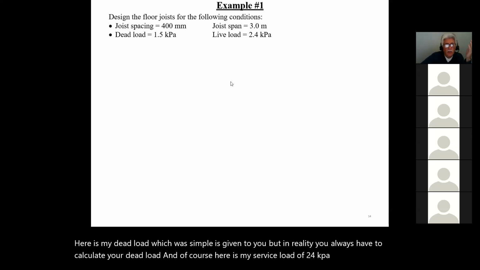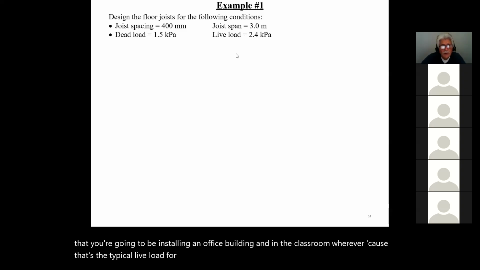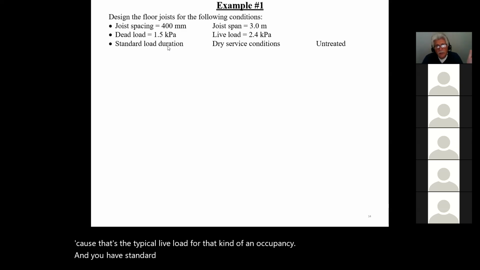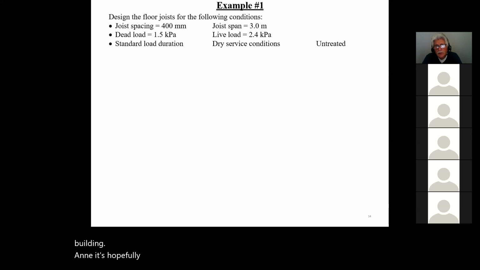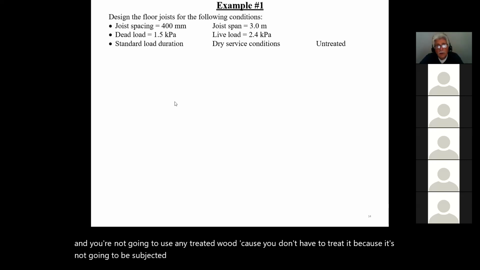So this can be a floor that you're going to be installing in an office building, in a classroom, wherever, because that's the typical live load for that kind of occupancy. And you have standard load duration. In other words, it's just going to be a live load on your floor with the typical dead load. So your KD is equal to 1. Of course, you're doing this inside of a building, and hopefully the envelope's going to keep everything nice and dry. So your KS is equal to 1, and you're not going to use any treated wood, because it's not going to be subjected to possible rotting because of the environment it's in. So we're going to use untreated wood.